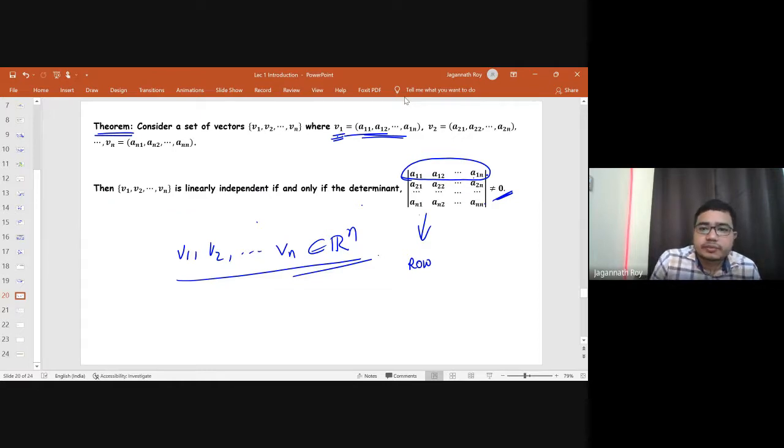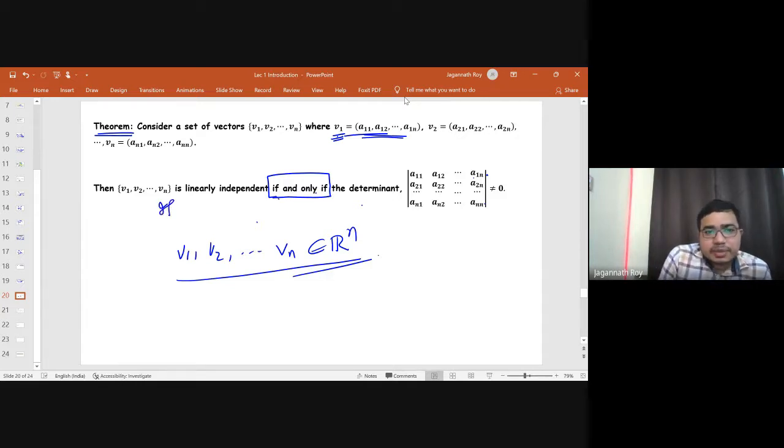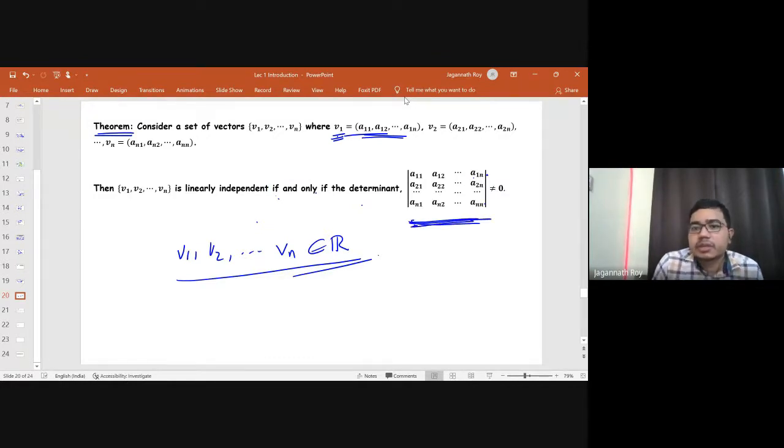That is why, in mathematics, there is a very popular phrase: if and only if. That means if this happens, then this will happen. Otherwise, if this happens, then the other part will follow. Okay. Now you try to utilize this theorem in the previous case.